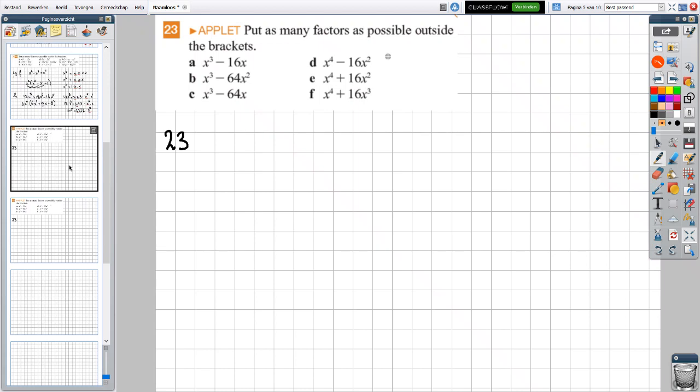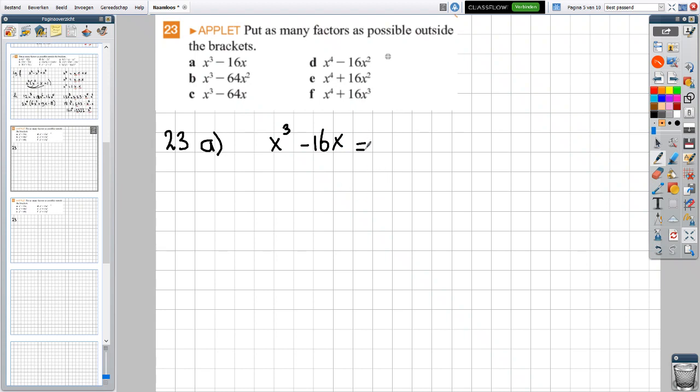Hey everyone, we're going to take a look at exercise 23, which is again about putting as many factors as possible outside the brackets, but this time we have to combine our knowledge with the difference of two squares. I'm going to show you a few exercises, and I'm going to use the same step plan every time. So first of all, copy the exercise, x to the power of 3 minus 16x, like this.